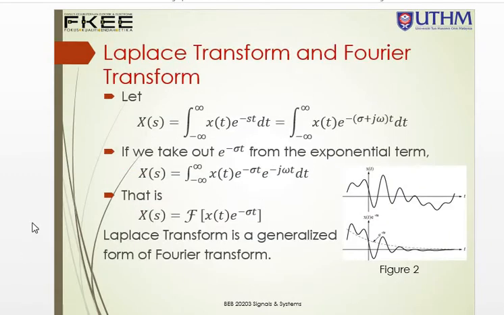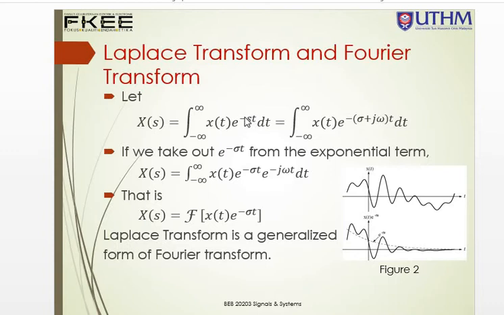Okay, now let's look at the relation of the Laplace and the Fourier transform. If you still remember, the Fourier transform is the integration from minus infinity to infinity of x(t) exponent minus j omega t dt, right? If you look at the Laplace transform, it is x(t) multiplied with the exponent negative st dt. So you change the j omega to the s.